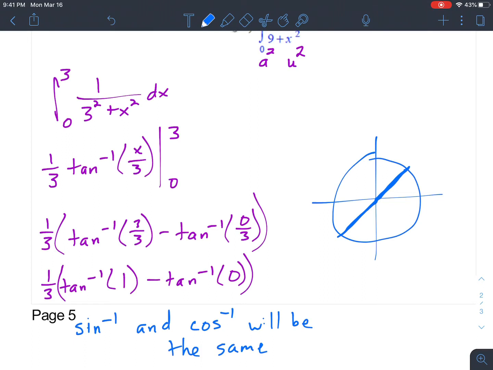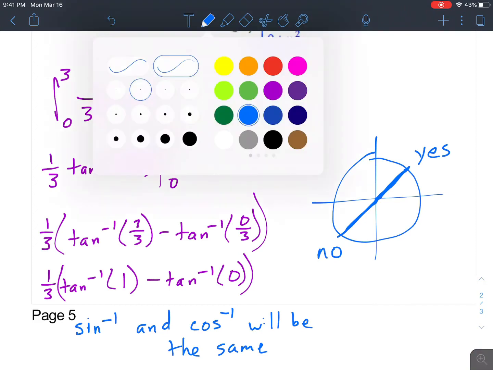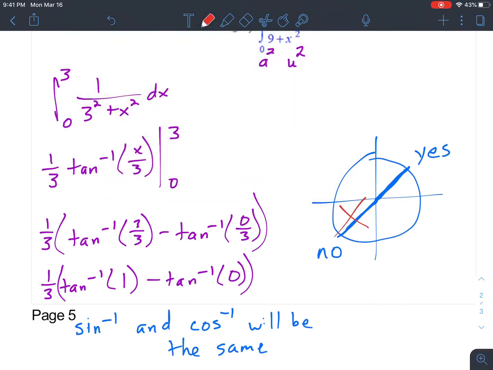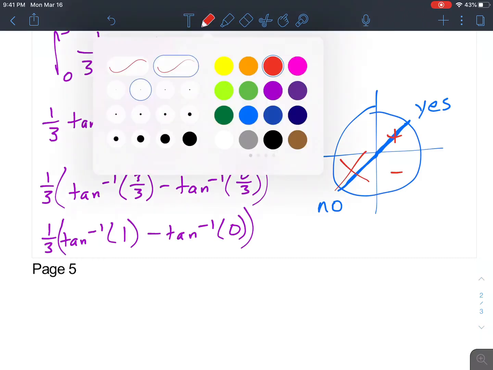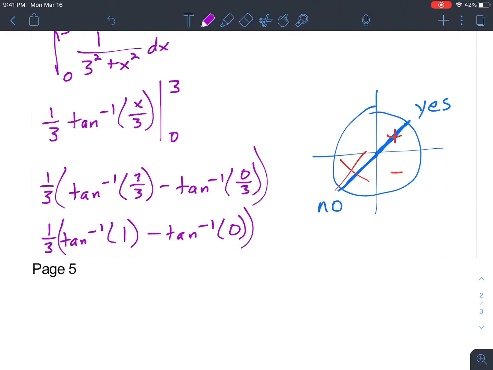Now we need to remember, where is arctangent going to exist? Well, we always know all of our inverse trig functions exist in the first quadrant. Arctangent does not exist in the third quadrant. It's positive in the first, it's negative in the fourth. It does not exist anywhere else. So that means arctangent has to be equal to pi over 4, because that is the only place in the unit circle where it exists and where sine and cosine are the same. So we're going to get 1/3 times pi over 4.